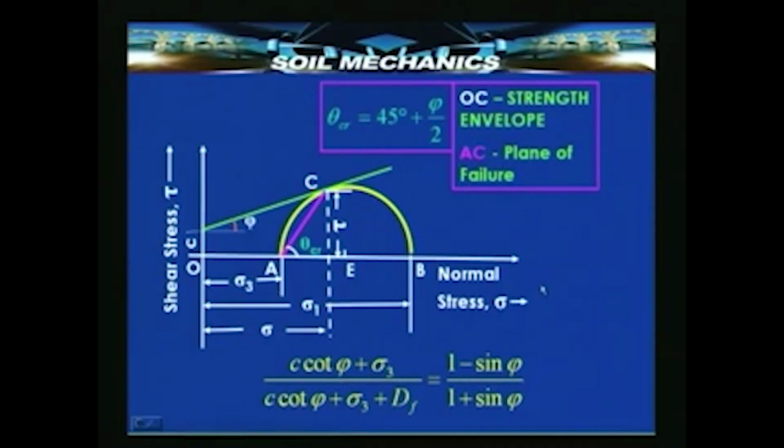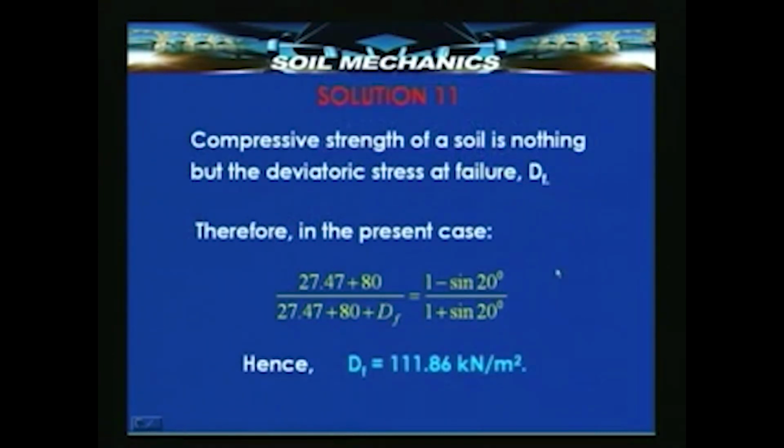and C is known. So, if you substitute the known values, you will find that C cot phi is nothing but 27.47. This is sigma 3, C cot phi plus sigma 3 plus df. So, this is equal to 1 minus sin 20 by 1 plus sin 20, where 20 is the angle of internal friction which is known. This gives us df equal to 111.86 kilonewton per meter square. That is the compressive strength of the soil sample.